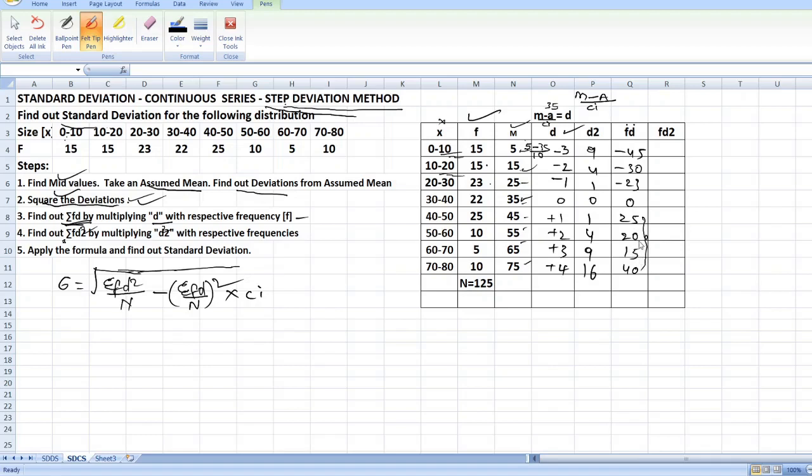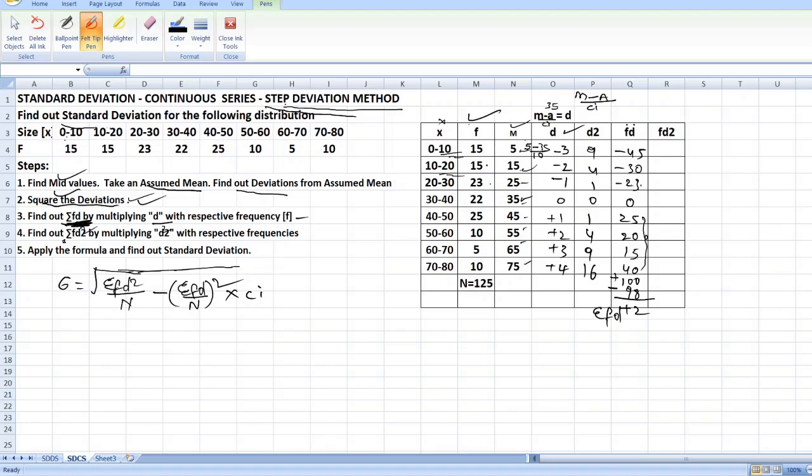Now total these. 25 plus 20 is 45, 45 plus 15 is 60, 60 plus 40 gives 100. Then the minus values: 45 plus 30 is 75, 75 plus 23 is 98. So you will get plus 2. This is summation fd. Now we shall find fd square.